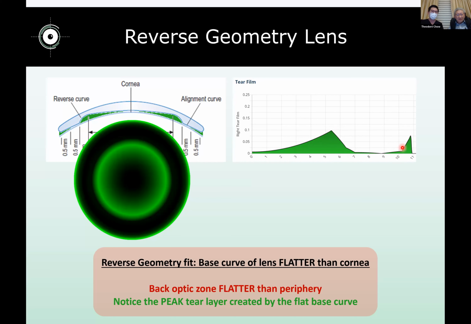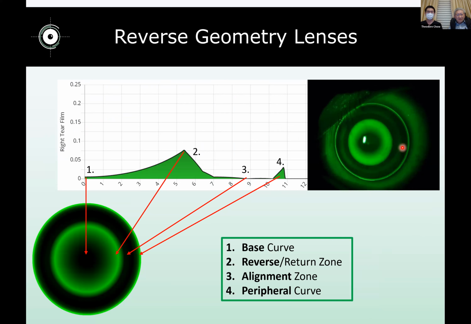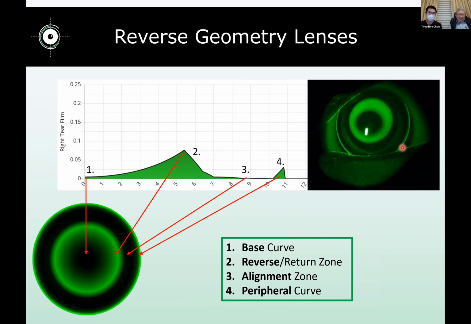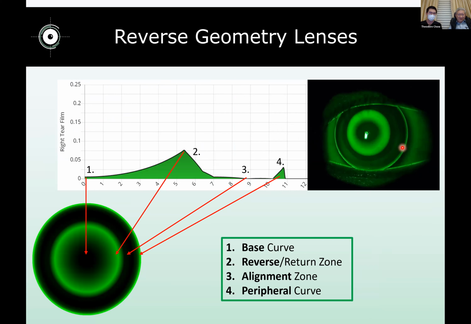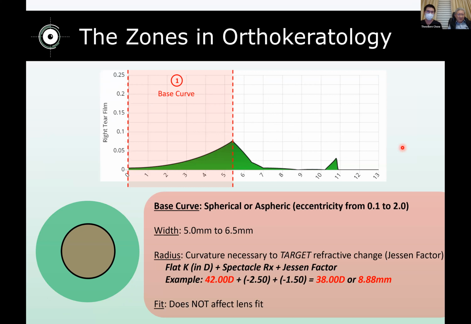So we're going to go through each of these zones. This may be kind of basic for some, but I'm going to go through each zone, why we use it, and how it affects the fit of the lens. So the base curve first, now the base curve radius. The actual radius of curvature is dependent on the target.